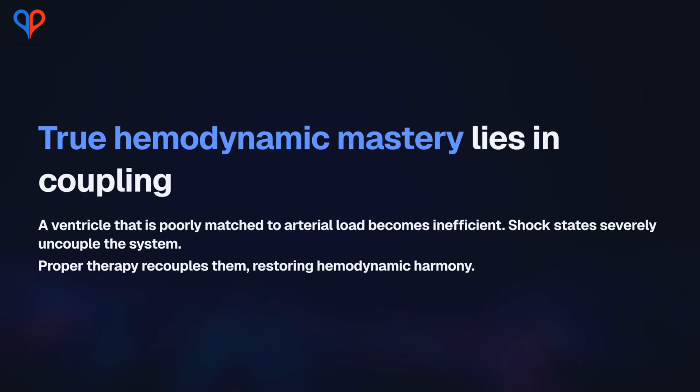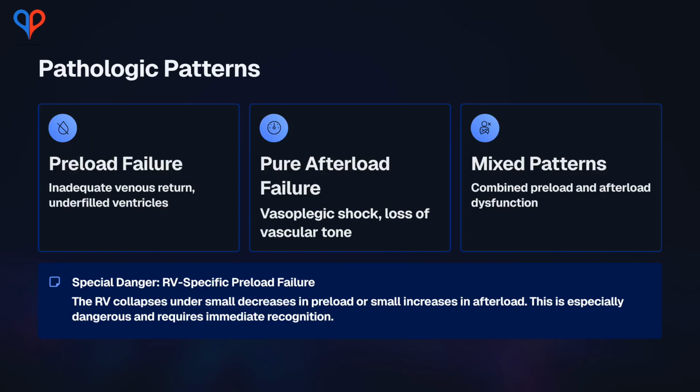A ventricle that is poorly matched to arterial load becomes inefficient. Shock states severely uncouple the system. Proper therapy recouples them, restoring hemodynamic harmony. Pathologic patterns include preload failure, pure afterload failure, and mixed patterns.